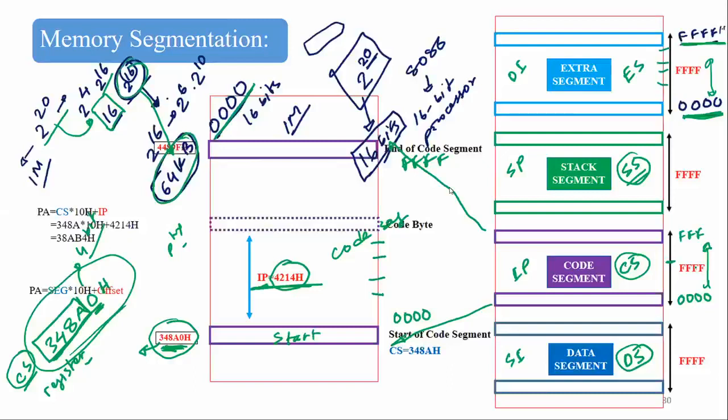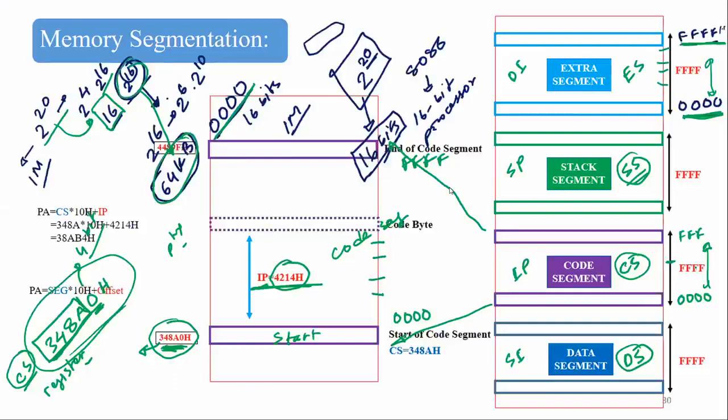Yes, sir. That is the limitation of our 8086 processor. It is a 16-bit processor, but the address space is already 2 to the power 20. So the 16-bit processor cannot access that physical address directly. In order to overcome that problem, what are we doing?